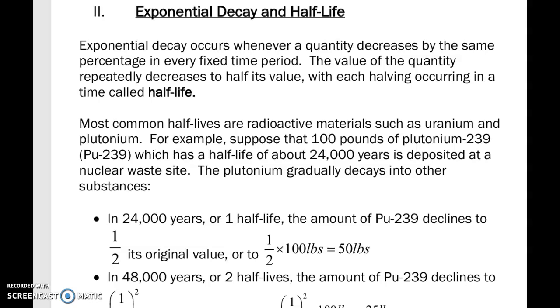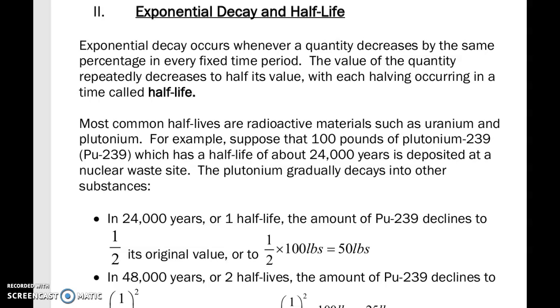So exponential decay occurs when a quantity decreases by the same percentage in a fixed time period. The quantity repeatedly decreases to half its value with each halving, and that occurs in a time called the half-life. A lot of the problems that involve half-life have to do with, for example, radioactive materials, and you see some examples listed here.